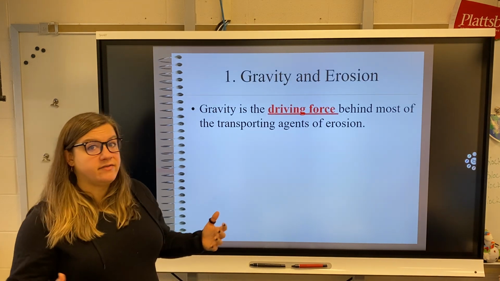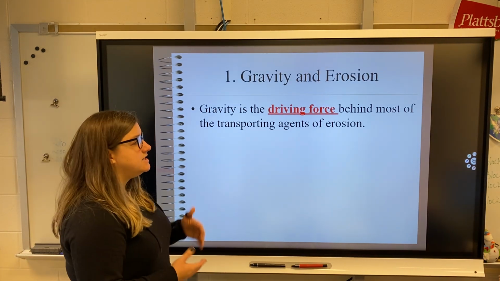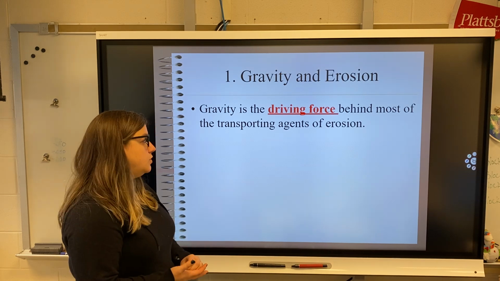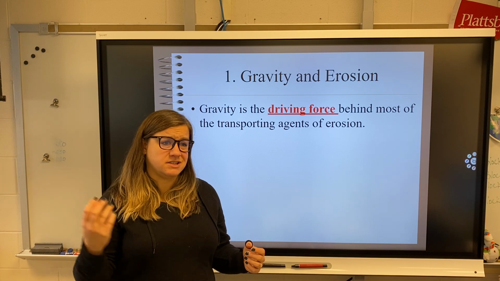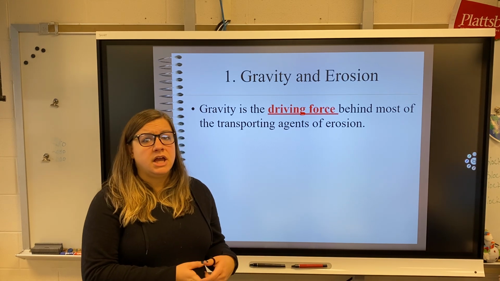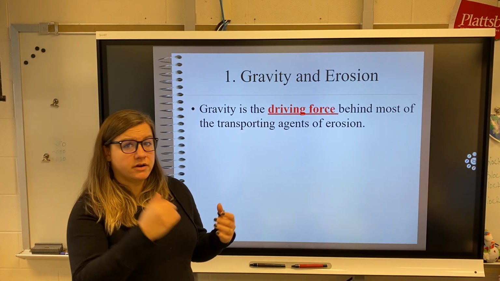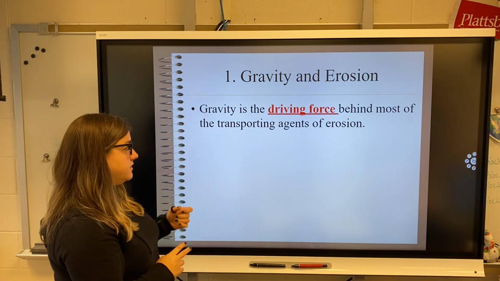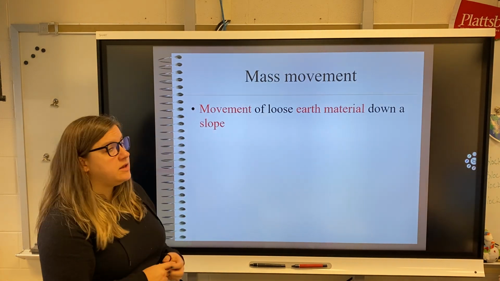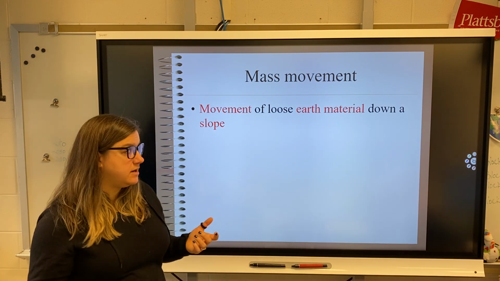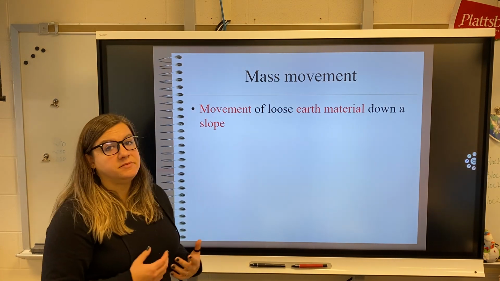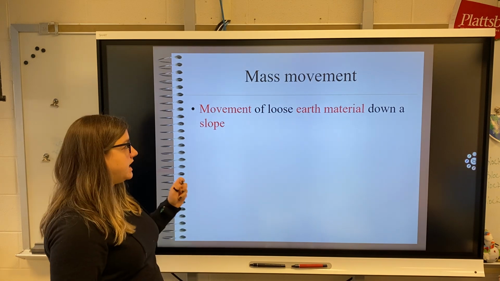So gravity and erosion. Gravity is the driving force behind most of transporting agents of erosion. Gravity is actually what causes glaciers to move downhill. Gravity is what causes water to move downhill, all those different things. And then we have mass movement. So this is when you have large movements of sediments all at once down a slope. And there's a couple different kinds of those.